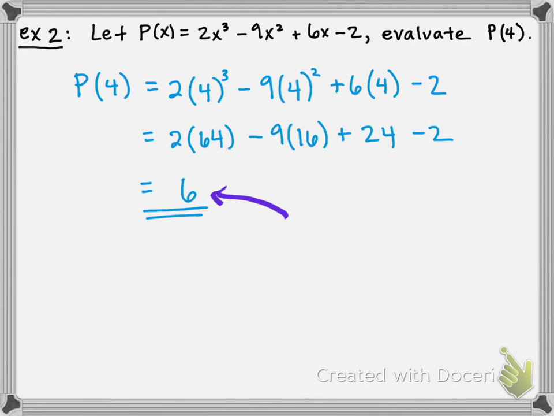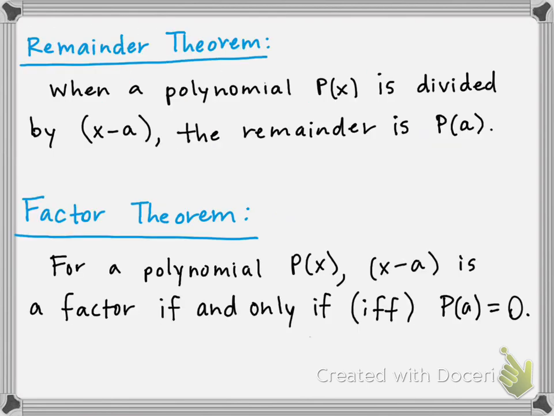So that leads me into the 2 theorems we're learning today. The remainder theorem. When a polynomial p of x is divided by a factor of x minus a, it doesn't have to be a factor, but we're claiming that's the factor. The remainder is equal to p of a. So this is saying that the remainder is what that evaluation equals. And we just saw that in example 1 and 2.